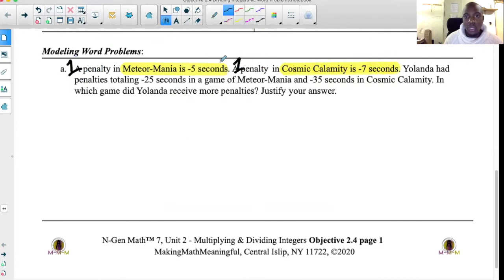I'm guessing these are 2 games, and this one is -7 seconds. That one is -5 seconds. So if I was writing stuff, I would write maybe MM down here to represent that we're talking about Media Mania. And over here, I'll write CC just to indicate we're talking about Cosmic Calamity. Let me keep going with my underlining.